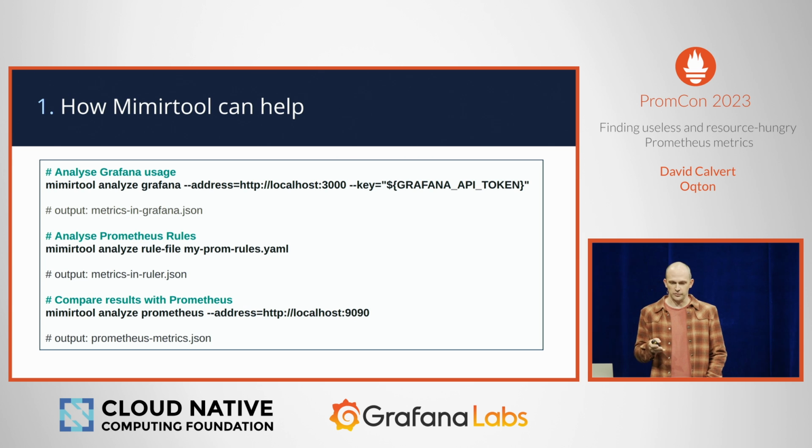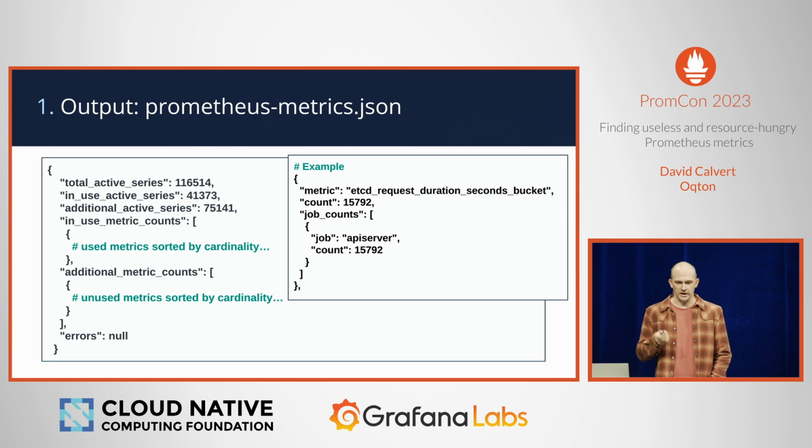You can do the same thing for the Prometheus rules. Basically, it will go through all your alerting rules and recording rules and do the same thing, have a list of what's in there. And finally, when you test that against your Prometheus instance, it will grab the 2 previous files and compare them with what's actually inside Prometheus, and it will output a file named prometheus-metrics.json, and it will keep separate which metrics are actually used and which aren't.